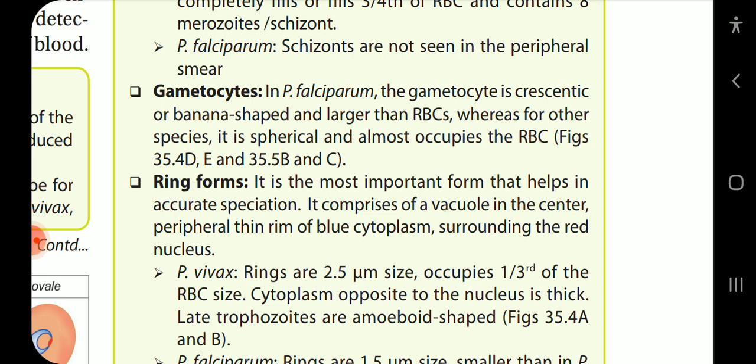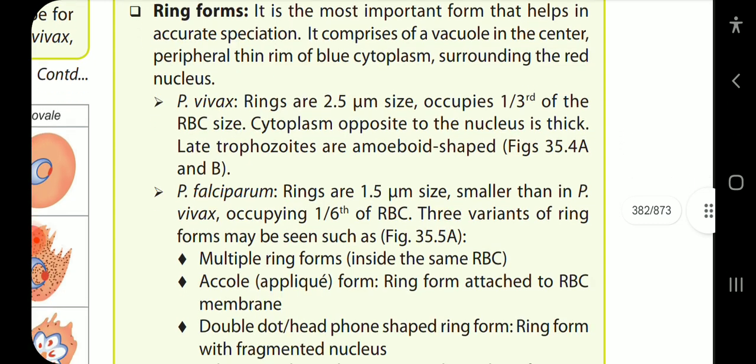Ring forms are the most important form that helps in accurate speciation. It comprises a vacuole in the center and a peripheral thin rim of blue cytoplasm surrounding the red nucleus. Plasmodium vivax rings are 2.5 micrometer in size, occupying one-third of the RBC size. Cytoplasm opposite to the nucleus is thick. Late trophozoites are amoeboid shaped.